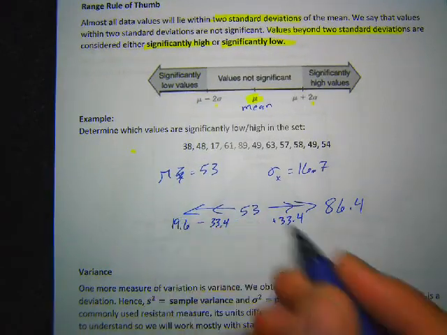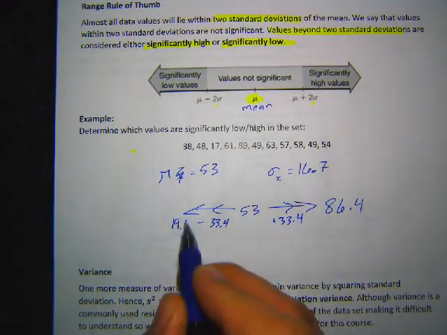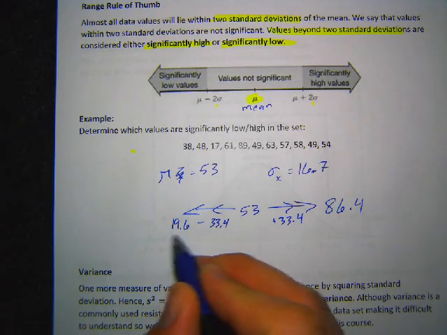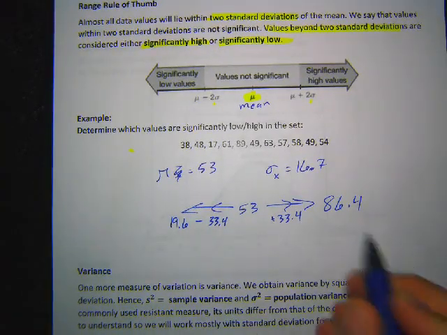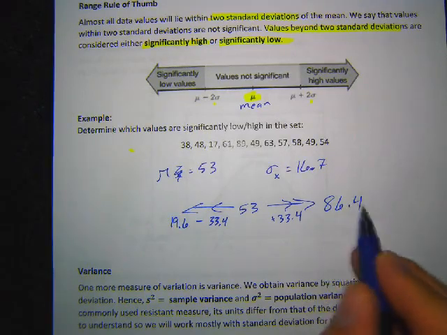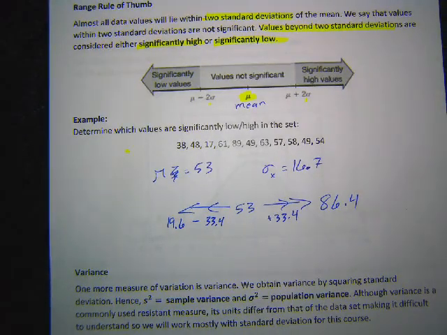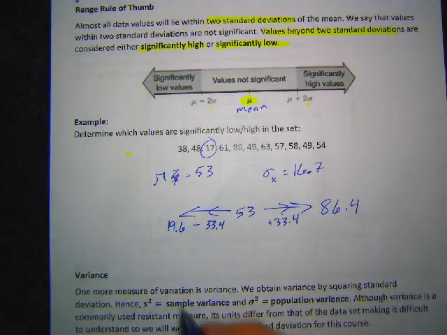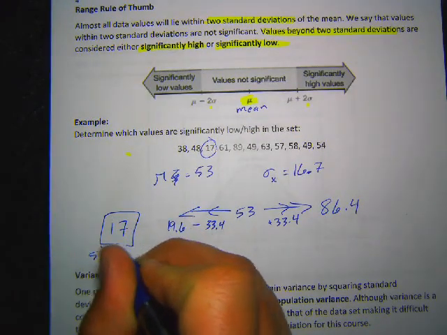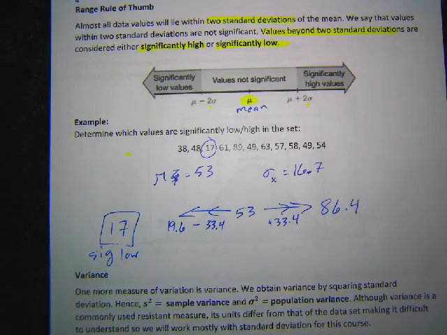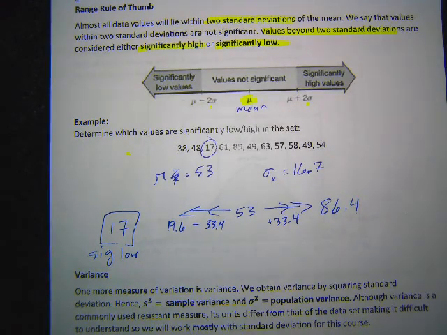So what this tells us is that significantly low values are going to be numbers below 19.6, and significantly high are going to be numbers above 86.4. So look at my data set and I see 17. 17 is significantly low because it's below that 19.6 cutoff. We don't expect to see many numbers below that.